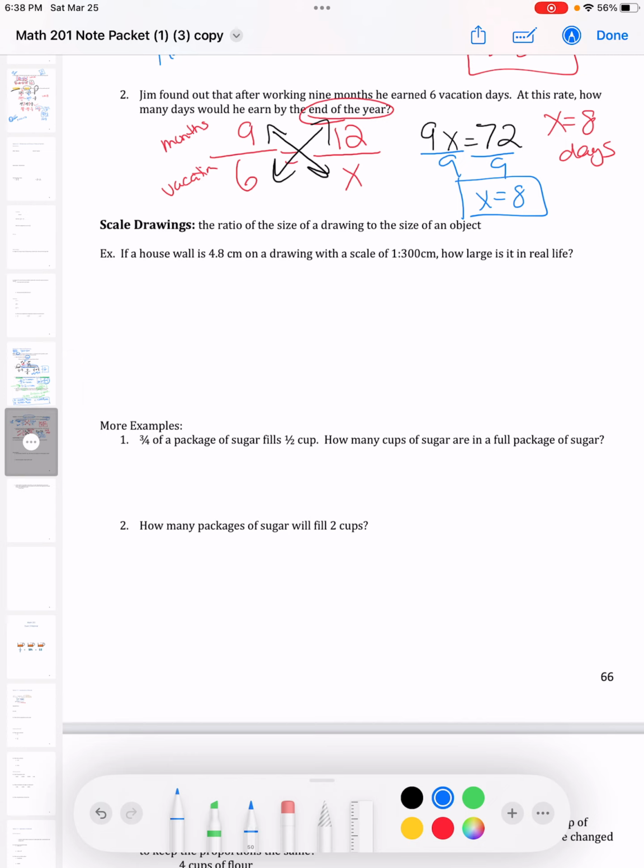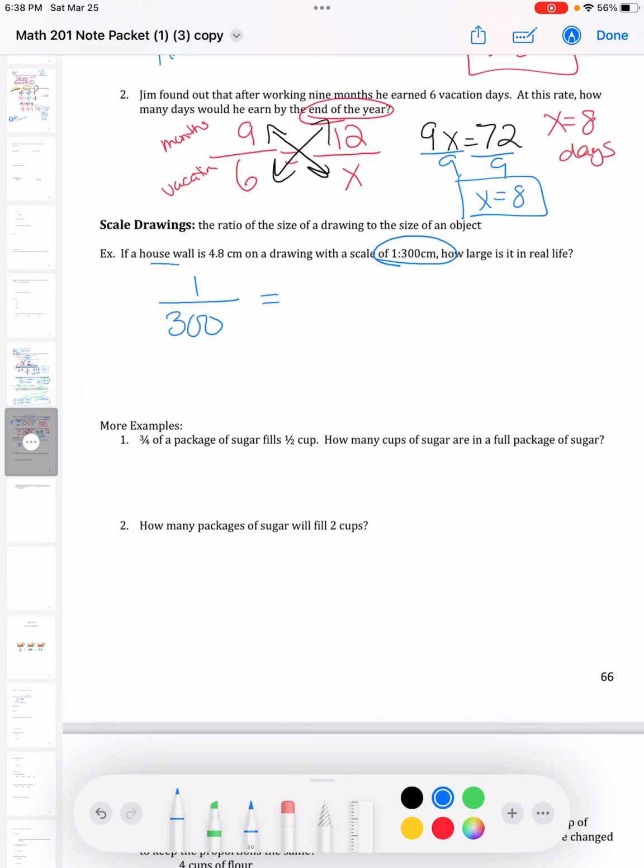So we've got our scale drawing here. So we're told what our ratio is. So we're told that is 1 to 300. Well, the 1 is going to be the tiny one, and the 300 is going to be the real life one.